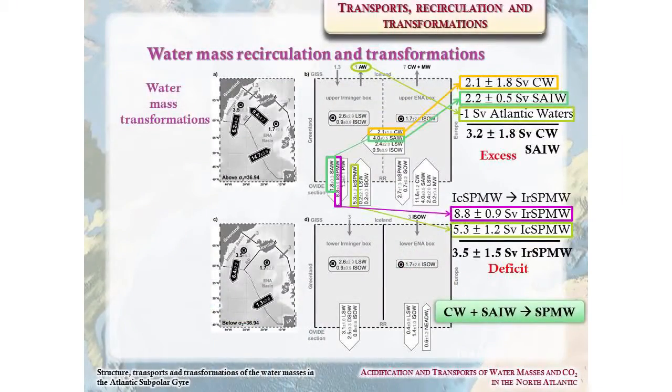Finally, our results also give insights about the water mass transformation that takes place in the North Atlantic subpolar gyre. In the upper Irminger box, we have an excess of 2.1 sverdrups of central waters. Besides, for the 4 sverdrups entering the Irminger basin, only 1.8 sverdrups leave the basin across the section, thus leaving an excess of 2.2 sverdrups of subarctic intermediate water in the Irminger basin. Considering that 1 sverdrup of Atlantic waters leaves the basin across the Greenland-Iceland sills, we obtain an excess of 3.2 sverdrups of central waters and subarctic intermediate water for the upper Irminger box.